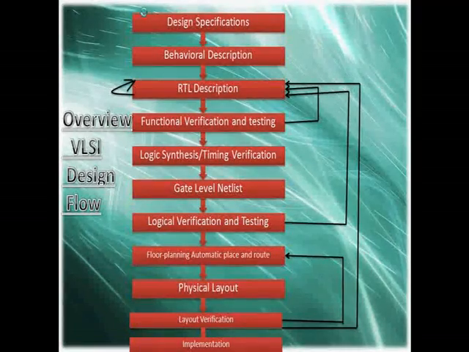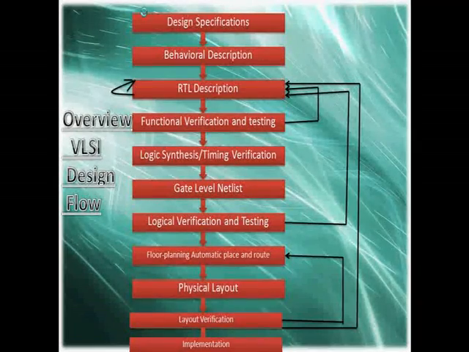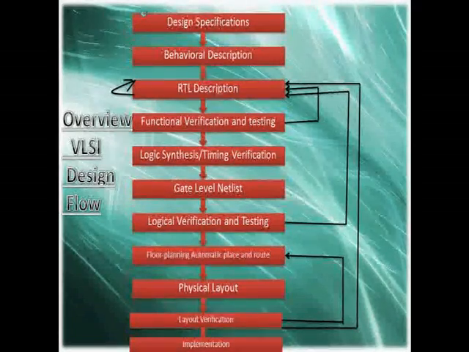Next, moving from functional verification and testing to RTL description: in functional verification and testing, any error goes back to the RTL description, and in logical verification and testing, any error also goes back to the RTL description. That means whatever code we write in terms of VHDL or Verilog, the design engineers check where the bug is.